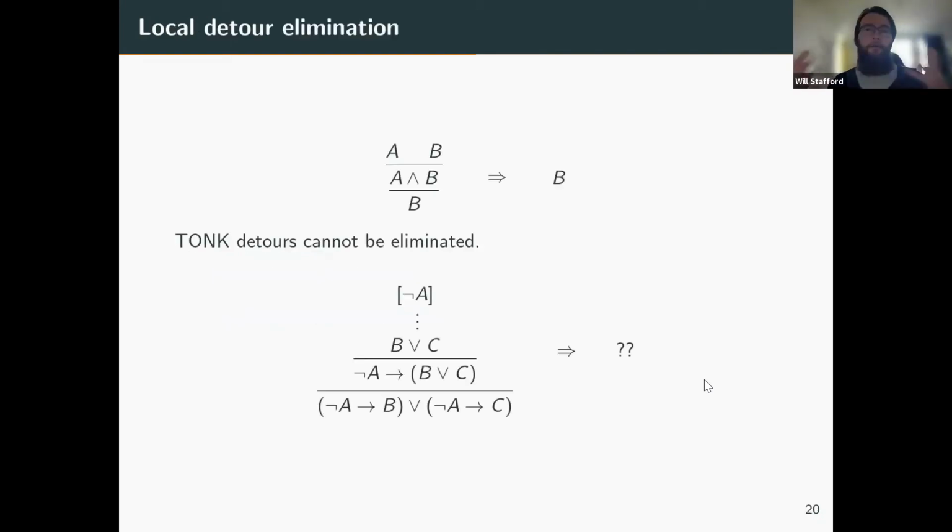Okay, so what's a local detour? Well, it's when you introduce and eliminate a connective, and being able to eliminate or reduce these means that you can take your premises and give a proof of your conclusion. Here's the one for and. We saw the one for implication earlier. Clearly, tonk doesn't have this property. So then we have this question, well, does Harrop's rule, as treated as an elimination rule for implication, have this property?